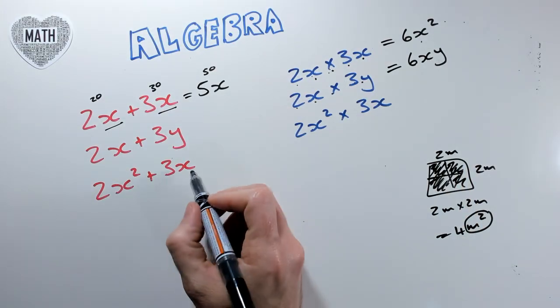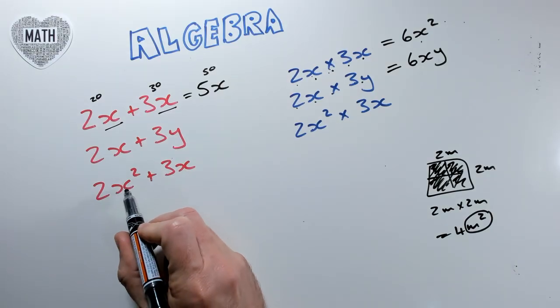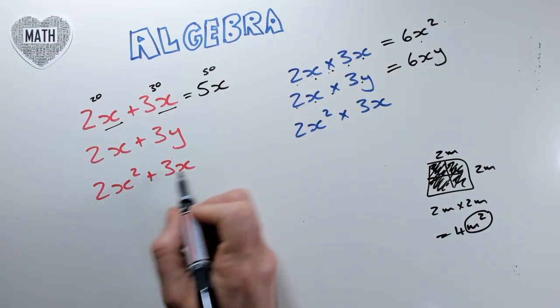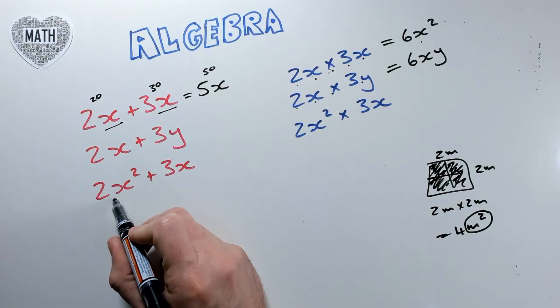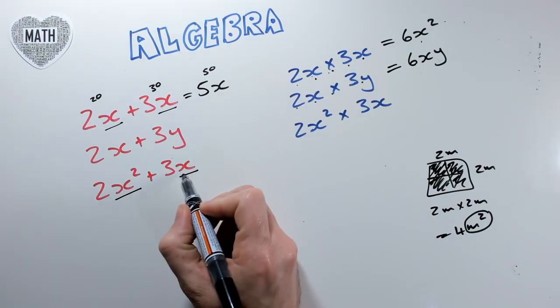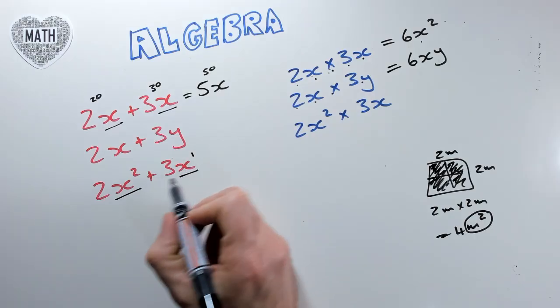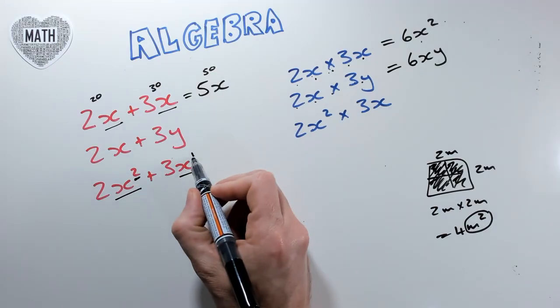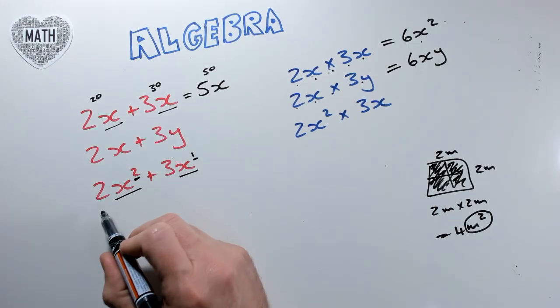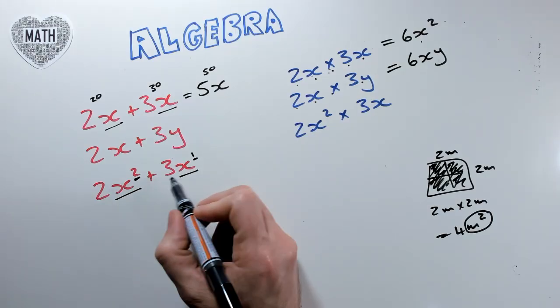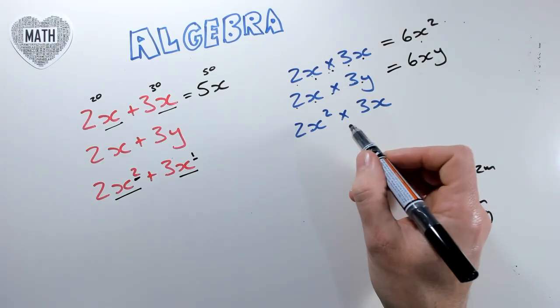In this example, again, I have 2x squared plus 3x. I can't add these things together because they are not the same. They look very similar, they do. This x actually has an index of 1 that we don't write, but you can see the 2 and the 1 are not the same. So this is also the most simplified form. We can't add or subtract them, but we could have multiplied them.